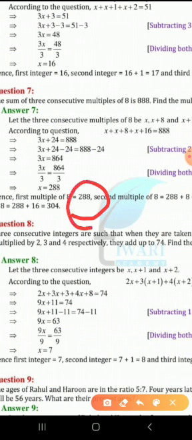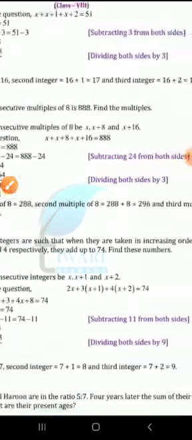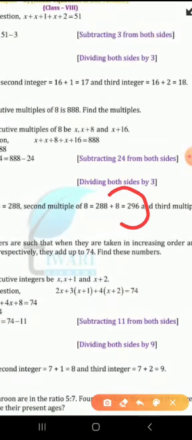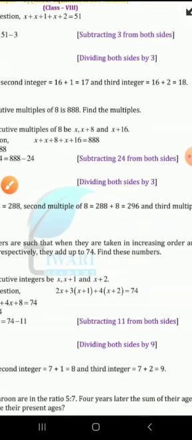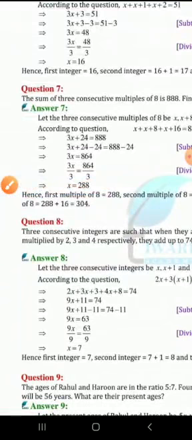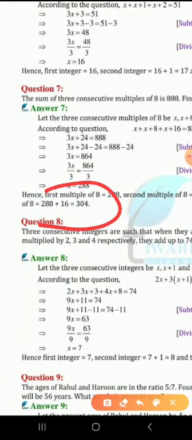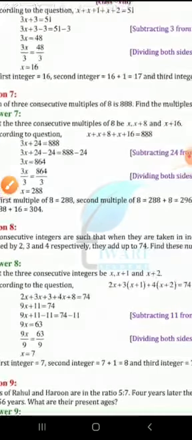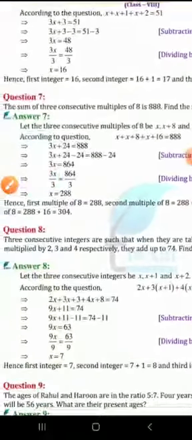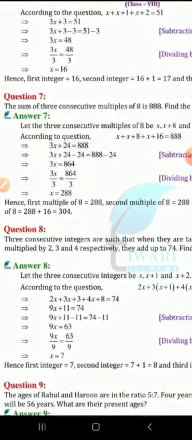Next will be plus 8 to it, so it will be 288 plus 8. The second multiple is 296. The third multiple will be 296 plus 8. So it will be how much? 304. So the three multiples we got are 288, 296 and 304.